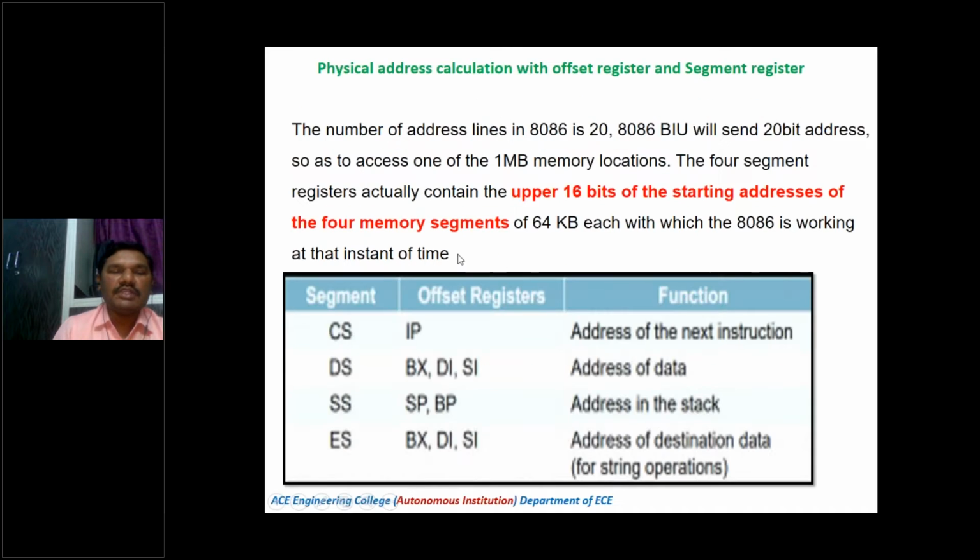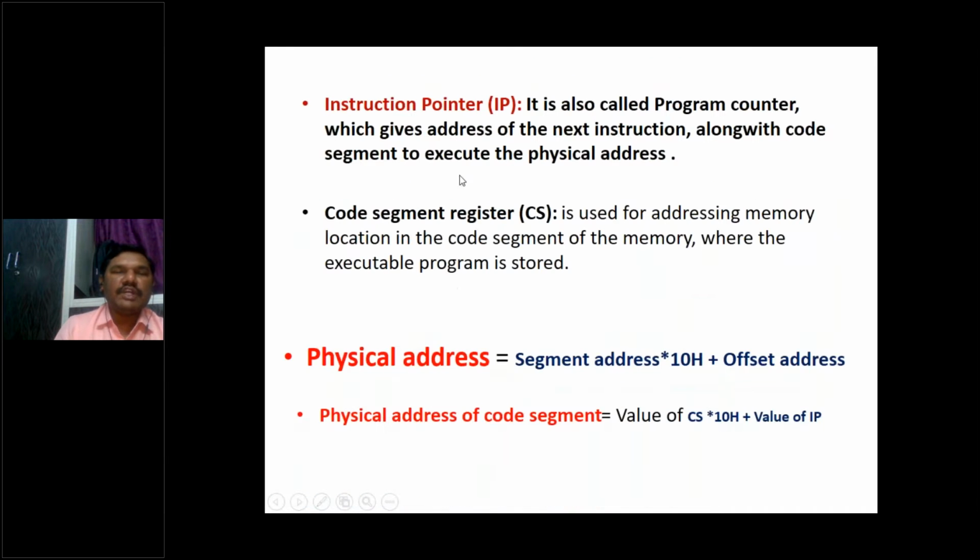Right. If the segment is the code segment, then the offset is stored by the instruction pointer. That's why it is also called the program counter, which gives the address of the next instruction. It is used with the code segment to calculate the physical address, but the main purpose of the instruction pointer is to calculate the address of the next instruction. See here, the physical address of the code segment is the value of CS into 10H plus the value of IP.